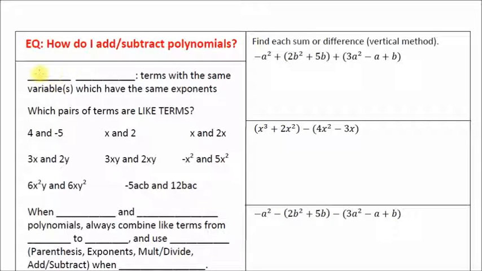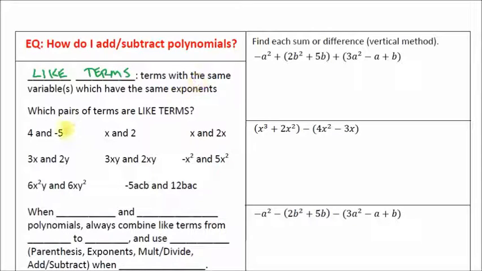On the left side of your page, you can see some fill in the blanks, and this should be something you've heard of before. Maybe you've guessed the next word, like terms. Like terms: terms with the same variables which have the same exponents. You can only add or subtract terms, class, if they have the same variable which has the same exponent. Otherwise, you're not allowed to add or subtract them.